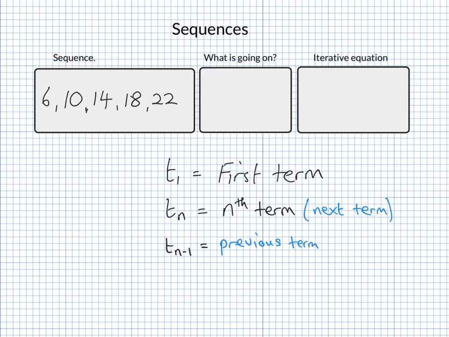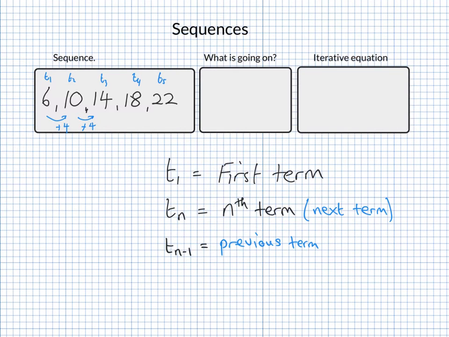So we've got a sequence here: 6, 10, 14, 18, 22. We know that the first term is 6, the second term is 10, etc., T4 and T5. We've got to look for a pattern here. And what's happening is we're adding 4 each time, plus 4, and it's a consistent pattern. It's linear. So therefore, we're looking for a formula that is an iterative one for a linear pattern.